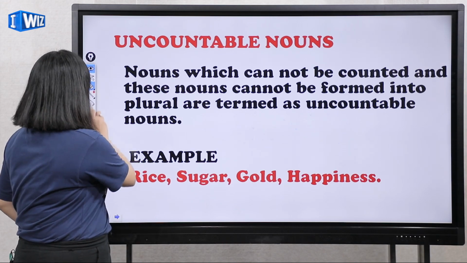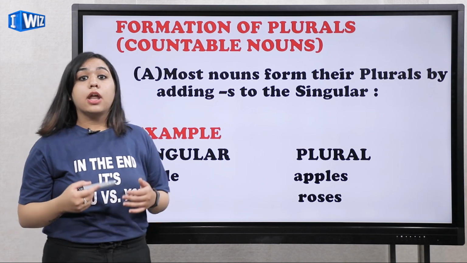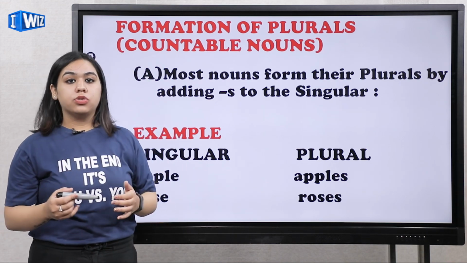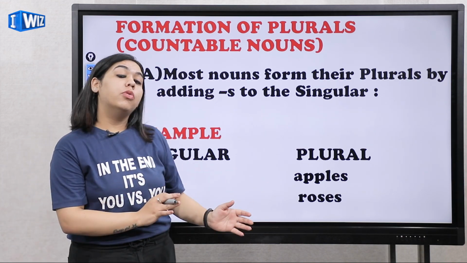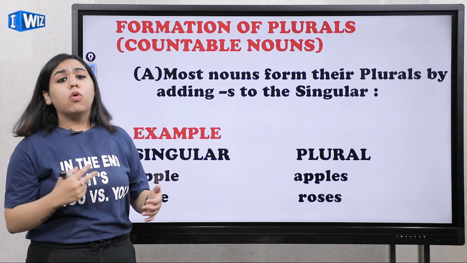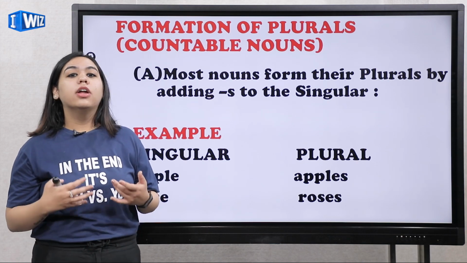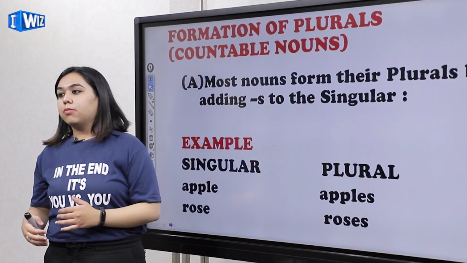Let's move on. We'll be talking about formation of plurals. Now, I talked about countable nouns. We can count them and we can make them plural, for example, pen, pens, book, and books. So what are the ways? How are we going to make them plural? We are going to study that. There are a few ways you can make them plural.